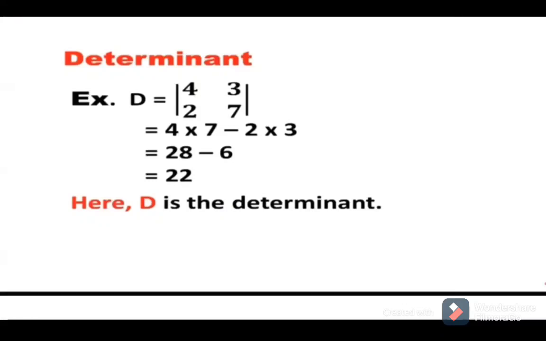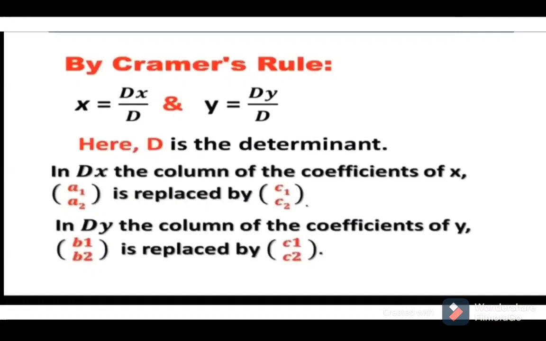Okay. Now let's see the next method, that is Cramer's rule. Now let's see first how to find the values of the variables x and y by using Cramer's rule. First step, you have to see whether the given equation is written in the general form. Second step, find the values of the determinants, that is D, Dx and Dy.